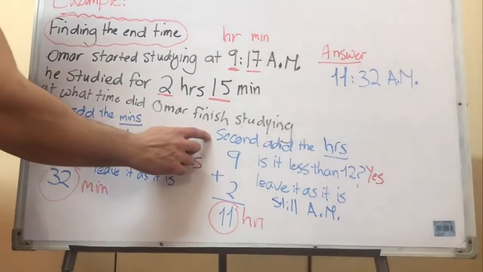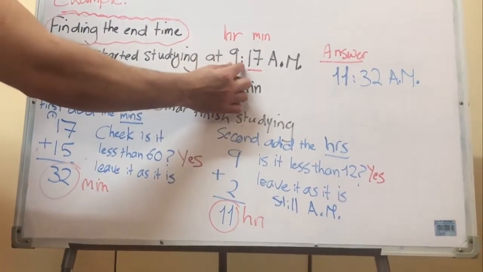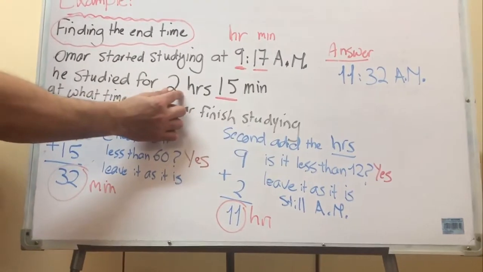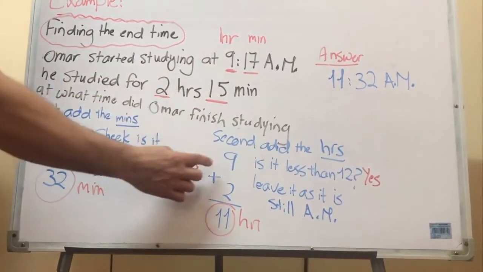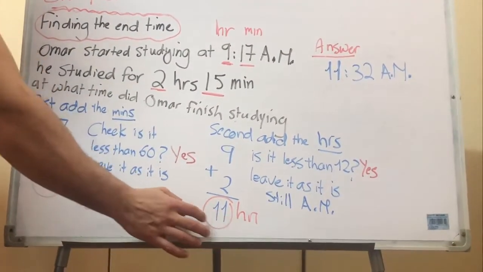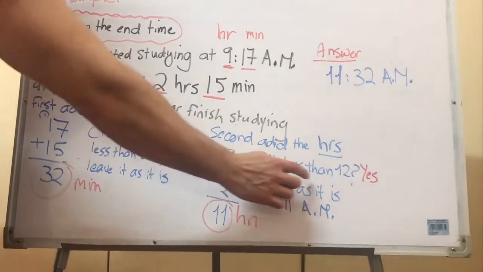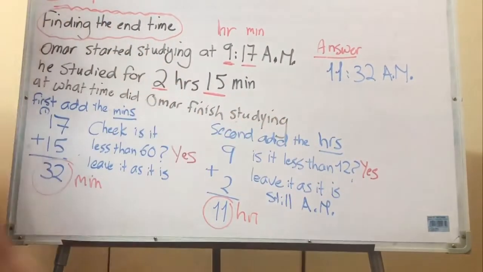Okay, second part is I add the hours to each other. Here Omar started at 9 and he spent 2 hours. So I'm gonna add 9 to 2. Okay, I get an 11. These are the hours. Okay, I'm gonna have to check. Is it less than 12? Yes, it is.